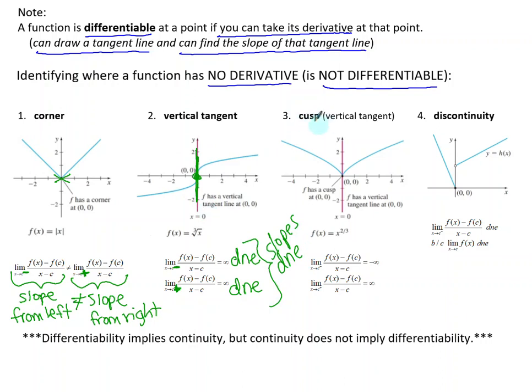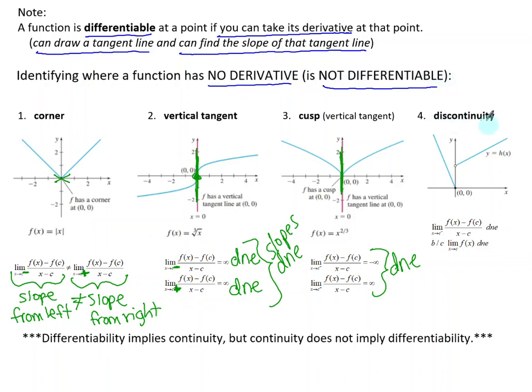A cusp is basically another place where we have a vertical tangent. It's just that the slope from the left is negative infinity and the slope from the right is positive infinity. Either way, these are still slopes that do not exist. In this graph of f of x equals x to the 2/3, I can draw a tangent line just like I could in the previous function, but it's a vertical tangent line where I cannot find the slope. Therefore, I cannot take the derivative. The function is not differentiable.